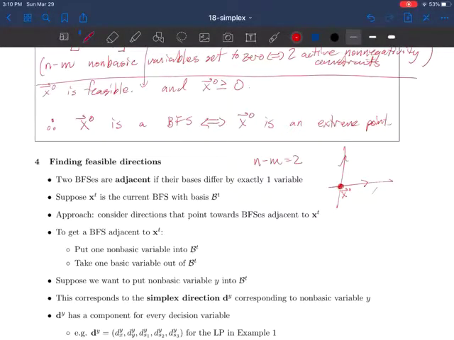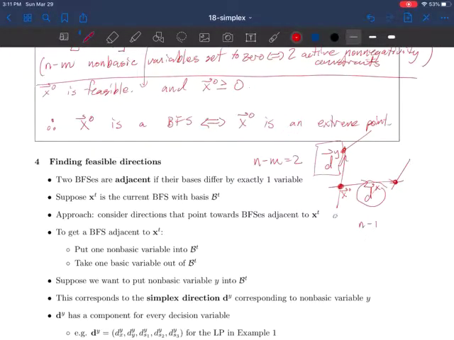What we want to figure out is how do we calculate the algebraic characterization of these two directions. We're going to call one of them dx and the other is dy. I will calculate dx, and then the assessment is going to ask you to calculate dy. Okay? So, how do we start this? We want to move so that we go to an adjacent basic feasible solution. We want to point in the direction of an adjacent basic feasible solution.